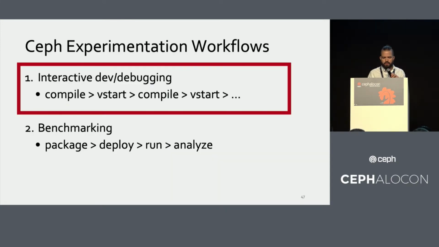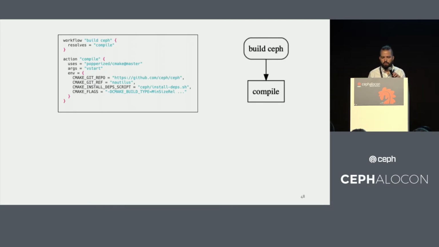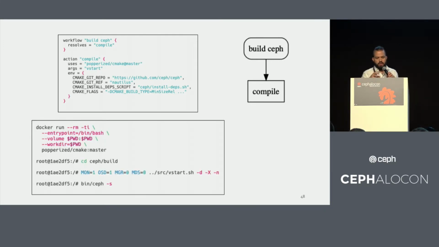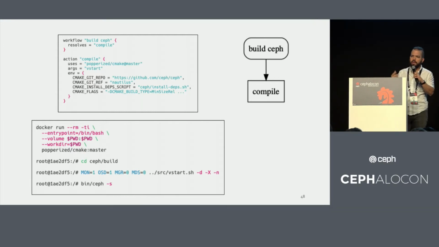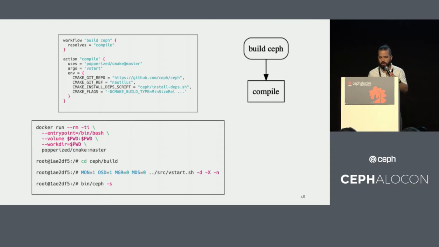So the first one is very simple. It's just one action. You just have an action that builds Ceph and generates everything that is necessary for a student to work with vstart right away. So the output of this action is a container, and once they compile this, they launch the container, and then they run vstart internally, and then they can work on it.